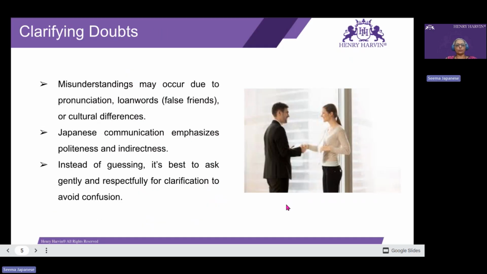Okay, clarifying the doubts. Misunderstandings may occur due to pronunciation, loan words, which are false friends, or cultural differences. Japanese communication emphasizes politeness and indirectness. Instead of guessing, it's best to ask gently and respectfully for clarification to avoid confusion. I think all of you agree with me on all these ways of clarifying doubts.